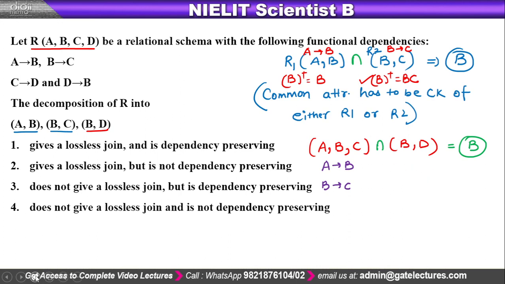Here we have D to B, correct? D to B. So now we will take what? Now we will take the closure of B over here. So what will be the closure of B in this one? Closure of B will be B to C.